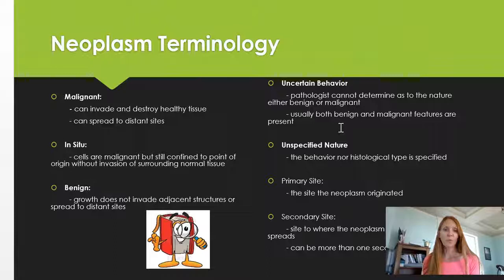So a primary site is where the neoplasm originated. Secondary site is where that neoplasm has infiltrated or invaded. And with secondary sites, there might be more than one, right? Lung cancer likes to go to the brain, but it could also go to the colon, to other areas.